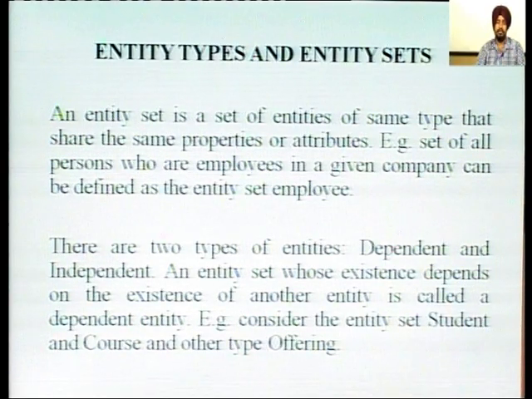An entity set whose existence depends on the existence of another entity is called a dependent entity. For example, consider an entity set student and a course and another type, offering. Basically, an entity type has the same types of entities that share the same properties or attributes.